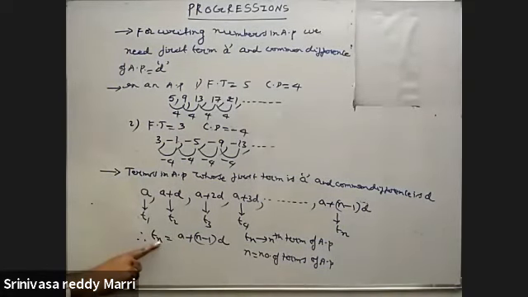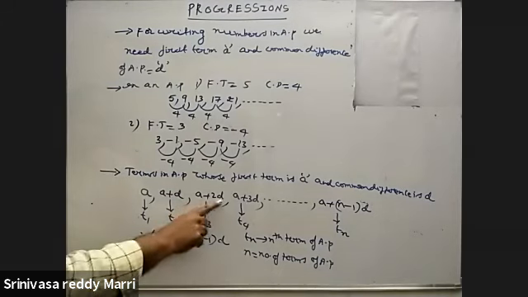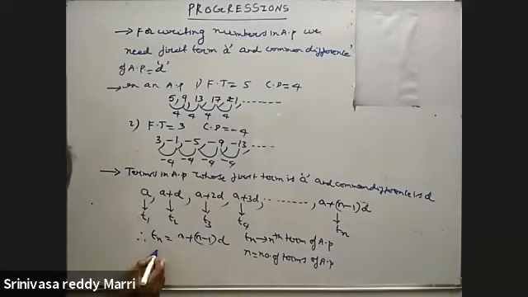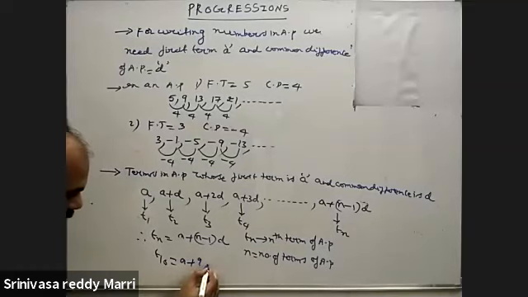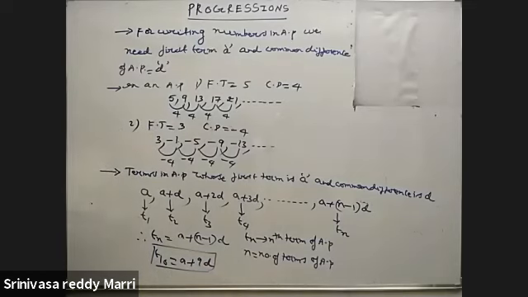Suppose we substitute n equal to 1: a plus 0 into d. The first term, look, T1 is a. If we substitute 2, a plus (2 minus 1) into d, a plus d, the second term. If we substitute 3, a plus 2d. Suppose you want to calculate T10, substitute n equal to 10: a plus 9d, like that. If you know the first term and common difference, then you can calculate any numbered term in the arithmetic progression.